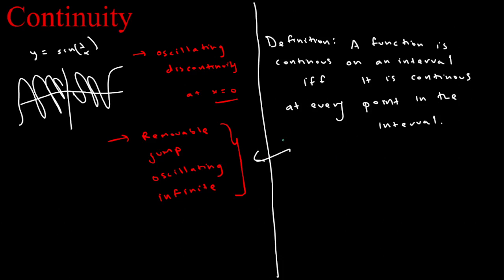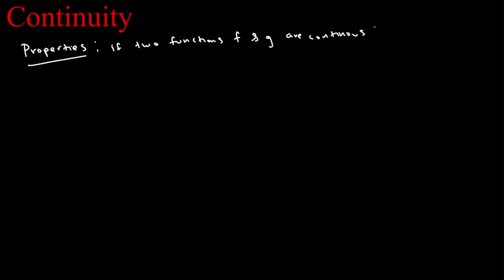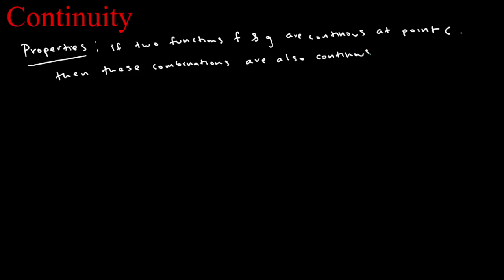So what's the importance of continuous functions? Why do we care so much? Well, they give us some interesting properties. So we have some properties that are nice. Namely, if two functions f and g are continuous at point c, then these combinations are also continuous at point c.